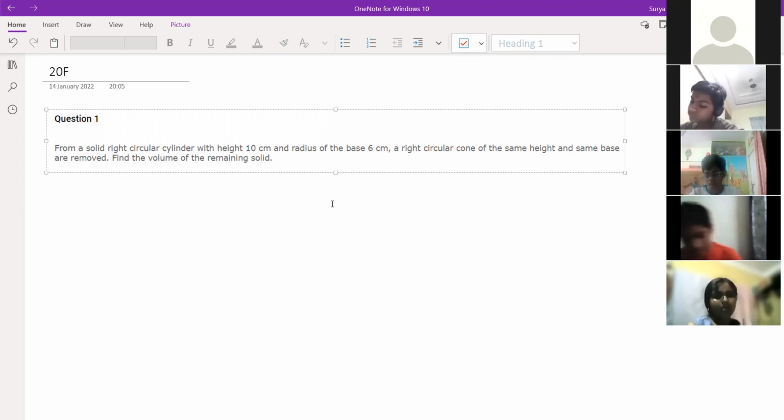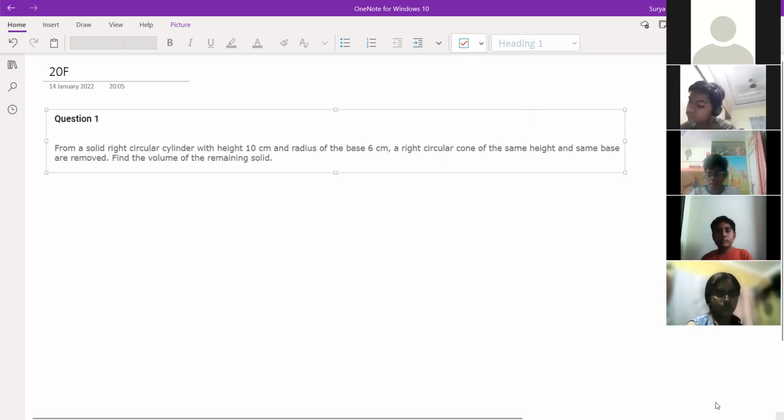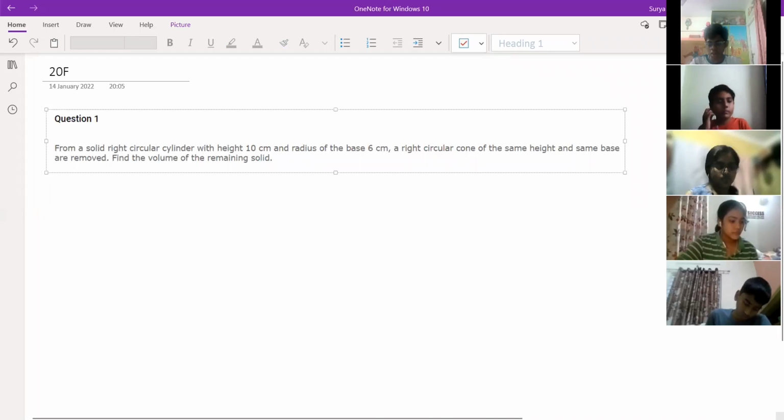So here cone and cylinder is there. You know everything about cone and cylinder? Those who don't know about the formula, please let me know. All of it solve, Satvik.